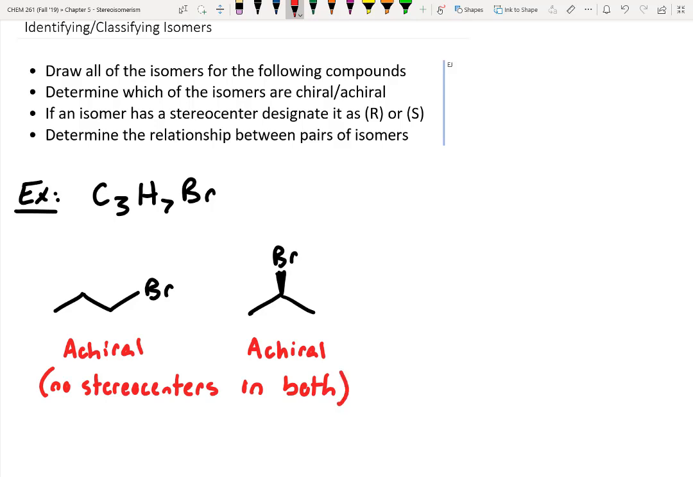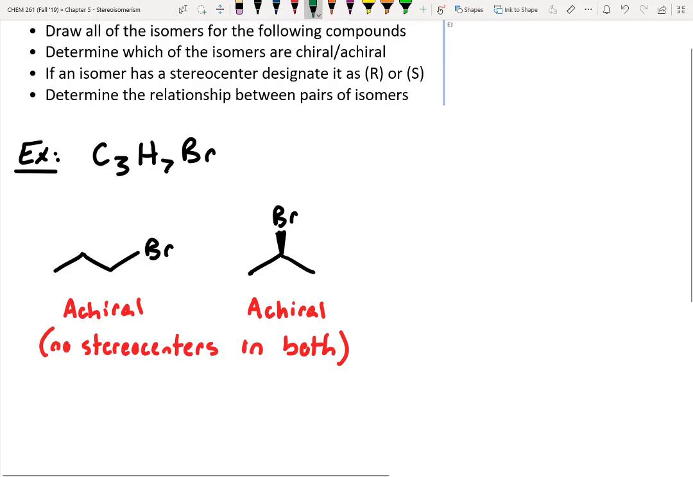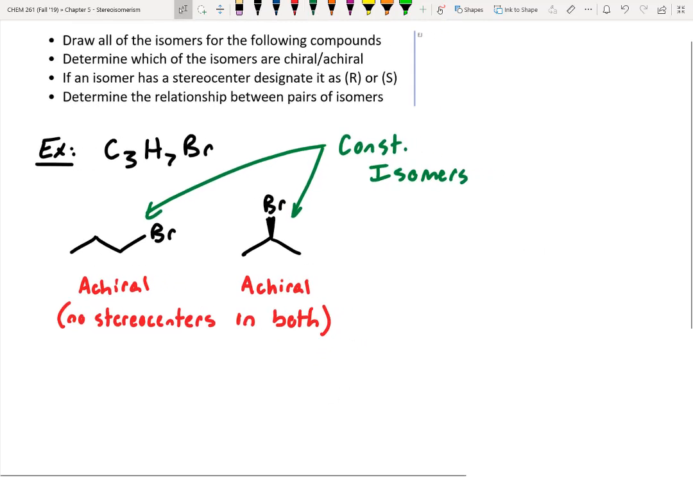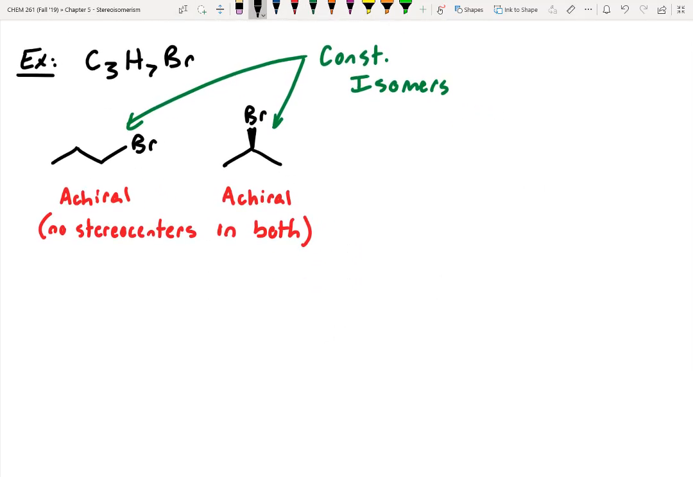All right, so now my next question is what's the relationship between this compound and this compound? Constitutional isomers. Will these be easy to separate or difficult? Easy to separate, absolutely. All right, so now we're on a roll. Let's try it with our next compound. All right, this next one's going to be a little bit harder.